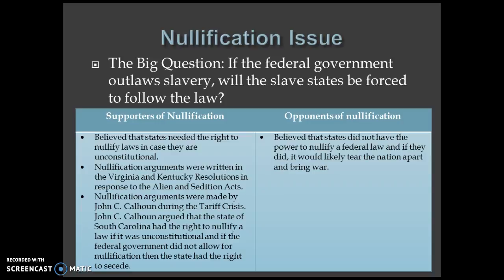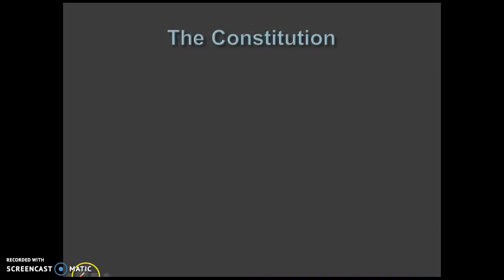So basically, if you allow one state like South Carolina to nullify a tariff law, well, that's going to open the door to any state to nullify any law that they don't agree with, and you're basically undermining the power of the federal government. If you undermine the power of the federal government, that could tear the nation apart and will eventually bring war. So that is their argument on the other side.